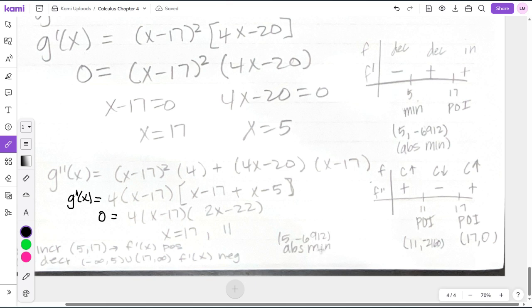This is an absolute min, and it's increasing where the derivative is positive, decreasing where it's negative. And then I have concave up and down: where my second derivative is positive, it's concave up, and where my second derivative is negative, it's concave down. All right, so I'll do the trig one and redo it or add another video.